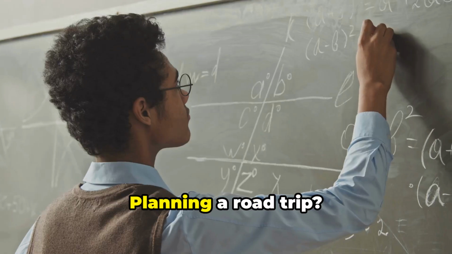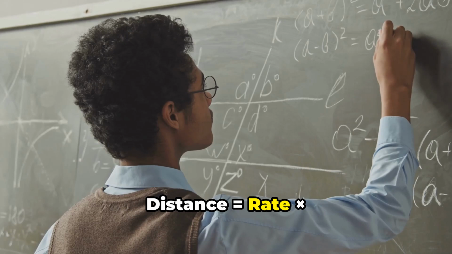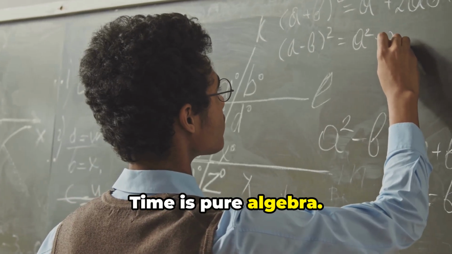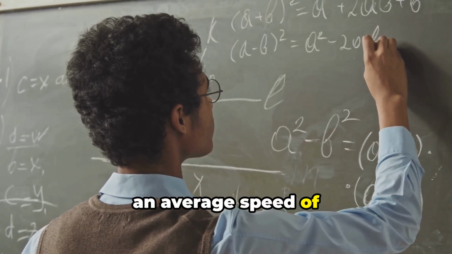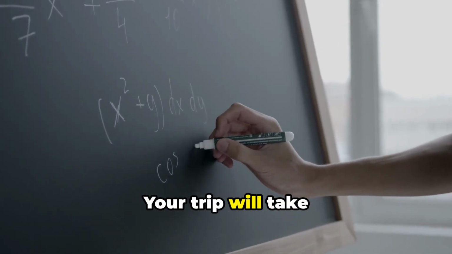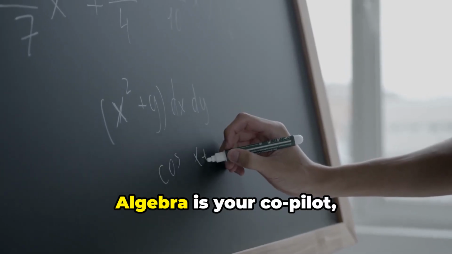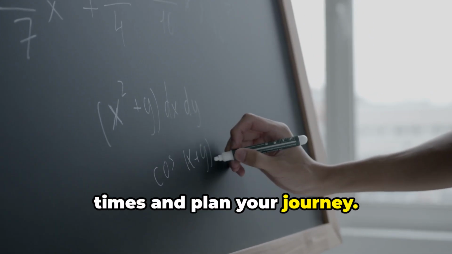Travel and planning a road trip. The formula distance equals rate times time is pure algebra. If you need to travel 200 miles at an average speed of 50 miles per hour, you can solve for time. Your trip will take 4 hours. Algebra is your co-pilot, helping you estimate arrival times and plan your journey.